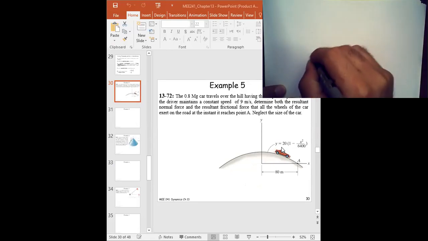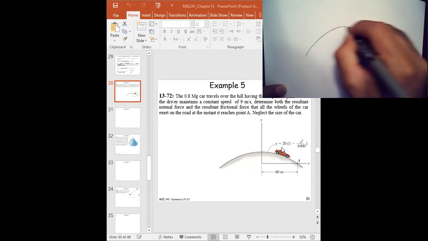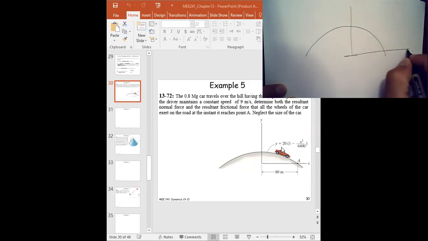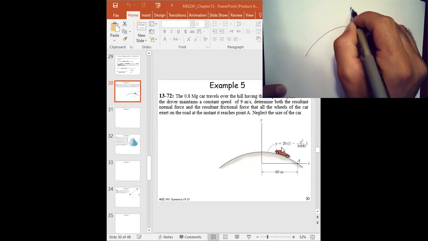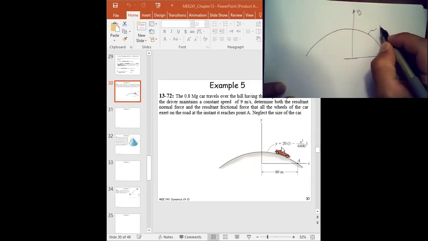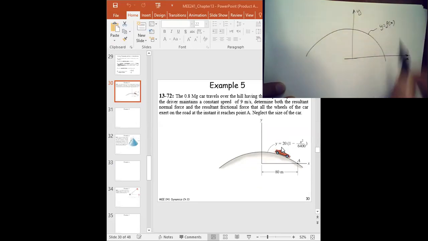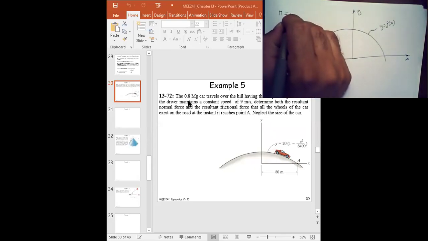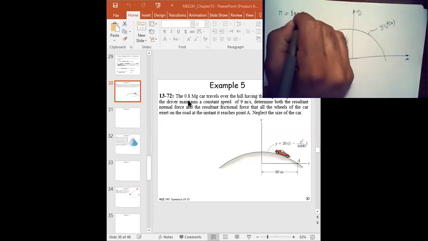So I'm gonna draw it here. This is my x, and that is my y. Basically I have y as a function of x. And we know the weight of the car. What is the mass of the car in this case? It is 0.8 megagram, right? Which is 800 kilograms.